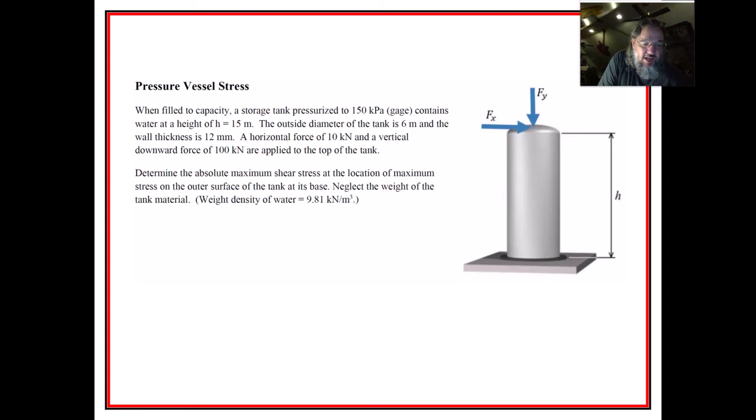We're going to determine the absolute maximum shear stress at the location of maximum stress on the outer surface of the tank at its base. Neglect the weight of the tank material. The density of water, according to this, is 9.81 kilonewtons per meter cubed.